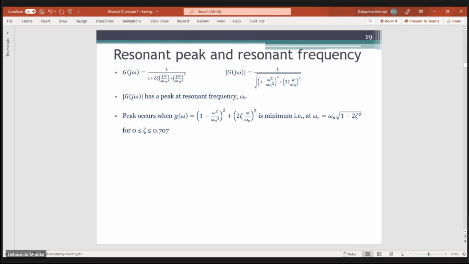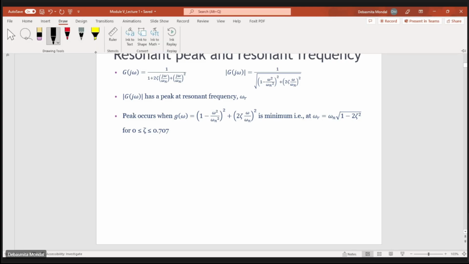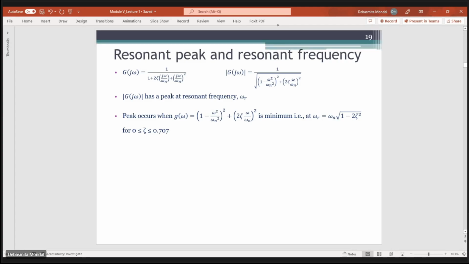So now let's talk about the resonant peak which we just saw, which happens when we are drawing the Bode diagram for a second order or a quadratic factor. So this is the quadratic factor that you have. Let's say G(jω) is given by 1 plus this. We can write the magnitude of this plot. The magnitude will be 1 by the square root of this term, right?